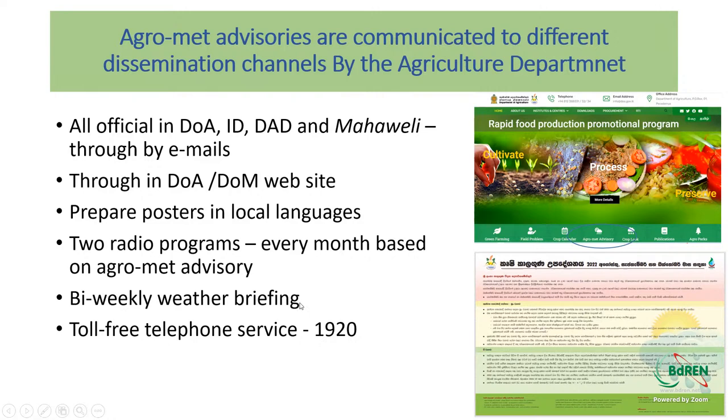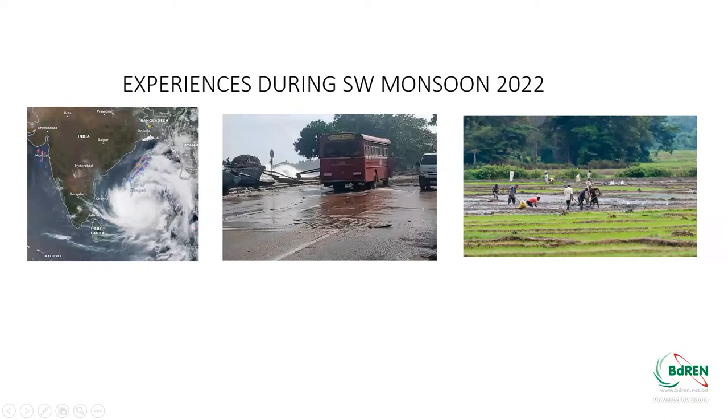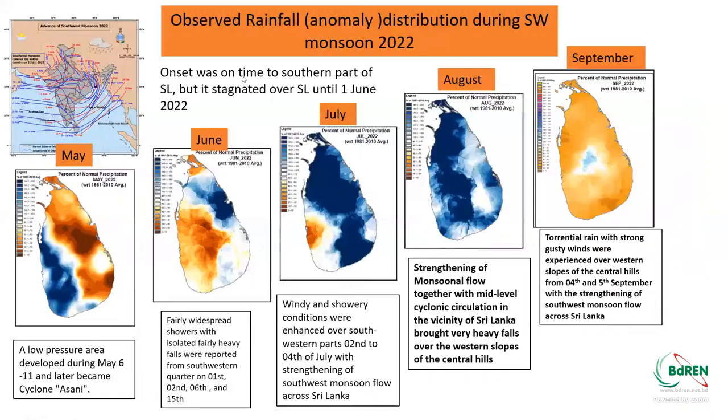During the southwest monsoon 2022, actually the onset was on time according to the Sri Lankan climatology. Normally we experience it around 25th or 26th of May in the south part of Sri Lanka. This time it was on time, but this time is very significant because it was stagnated until nearly 5th June.